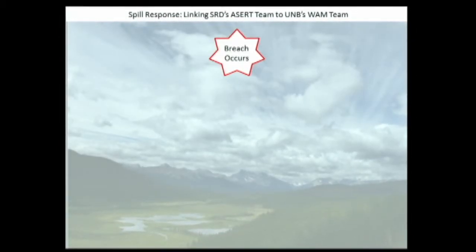We've started to develop a linkage with the ACERT team in Calgary for rapid development and deployment of these maps when a spill occurs. So right now we'll just walk through a little bit of a flow chart of how the processes occur when a breach does happen.